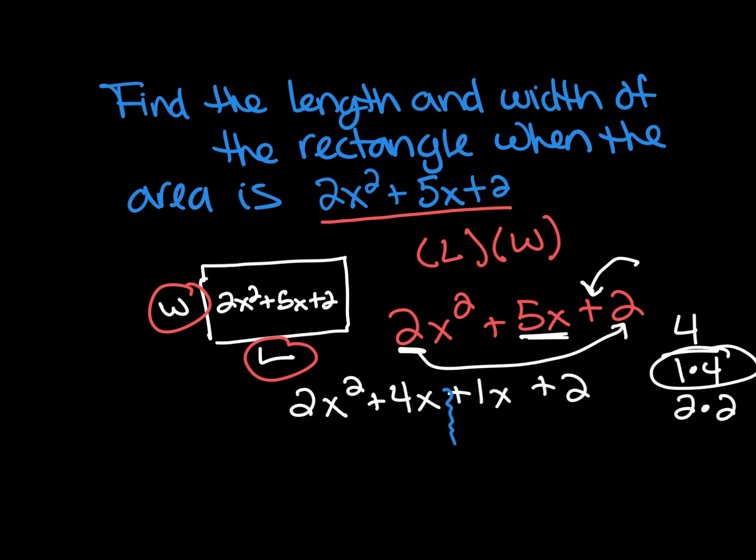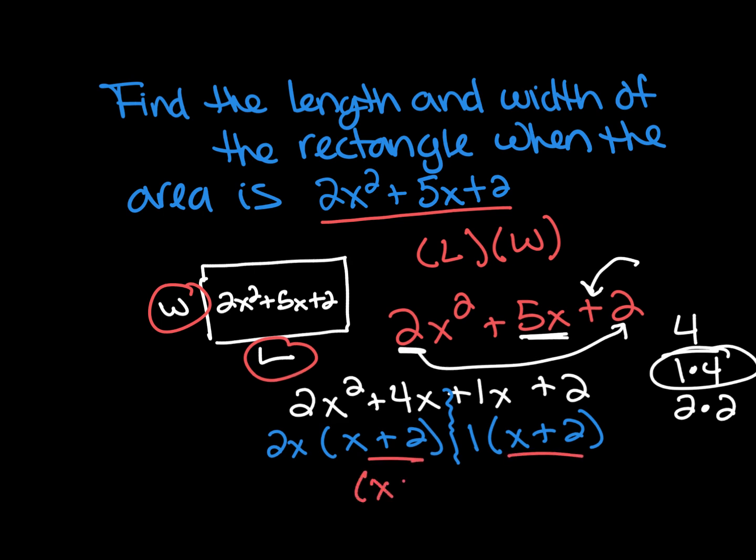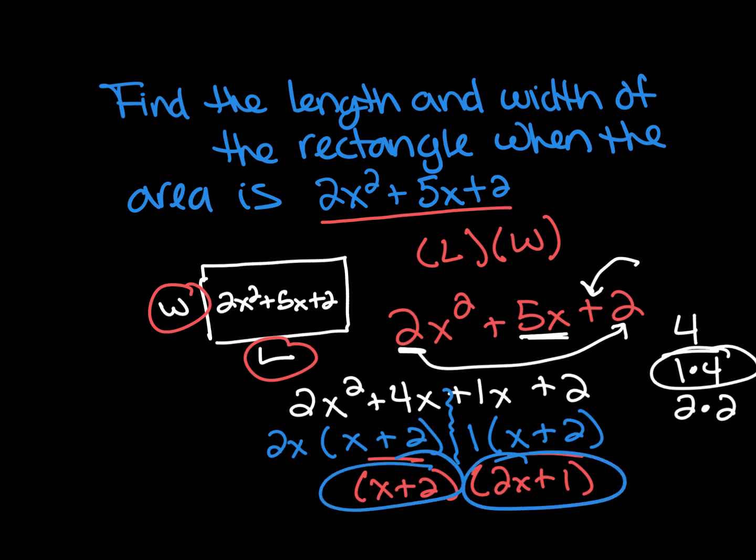Now I'm going to find the GCF 3 times. On the left, I have 2x. So I'm left with x plus 2. On the right side, it's already x plus 2, so you just want to take out a positive 1 because that will not change anything. So my final answer is x plus 2 and 2x plus 1. So that means the length is probably x plus 2 and the width is the other one. Honestly, it doesn't matter which one is which, but one of each.